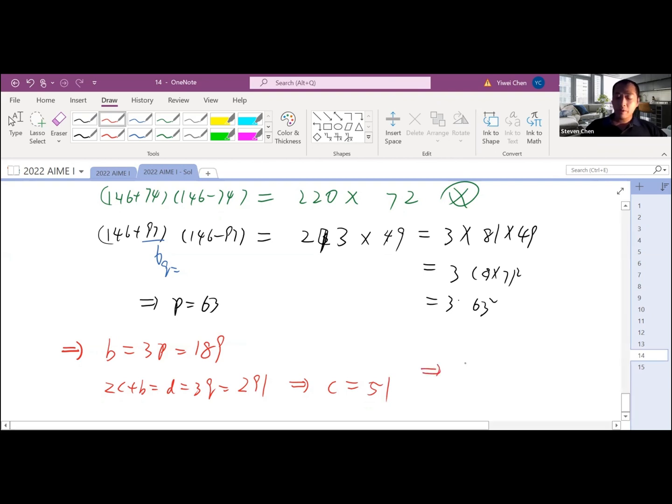Recall that this problem asks us to report the perimeter of the triangle. So we simply compute A plus B plus C. Recall that the problem tells us A is equal to 219, B is 189, C is 51. Summing them up, we get the number 459. So that is the answer to this question.